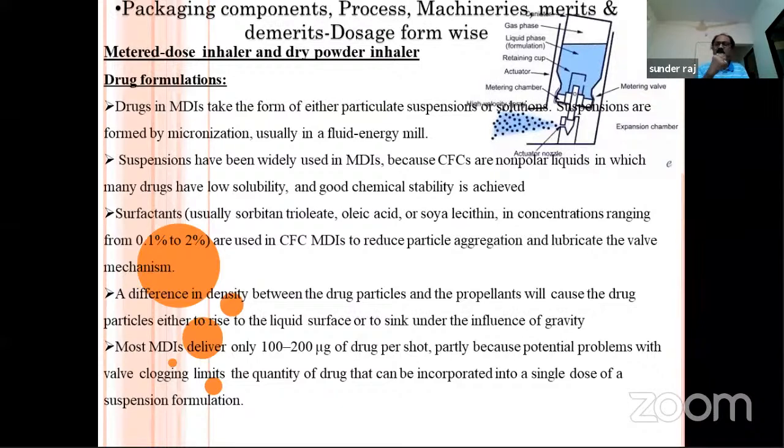Once you press, a particular shot, a particular dose, be it 100 micrograms or 200, that particular dose should reach the final part of the system. Partly because of potential problems with valve clogging, the quantity of drug that can be incorporated is limited. Accurate functioning is the most important. If the valve doesn't function, the desired amount of the drug will not reach the system.